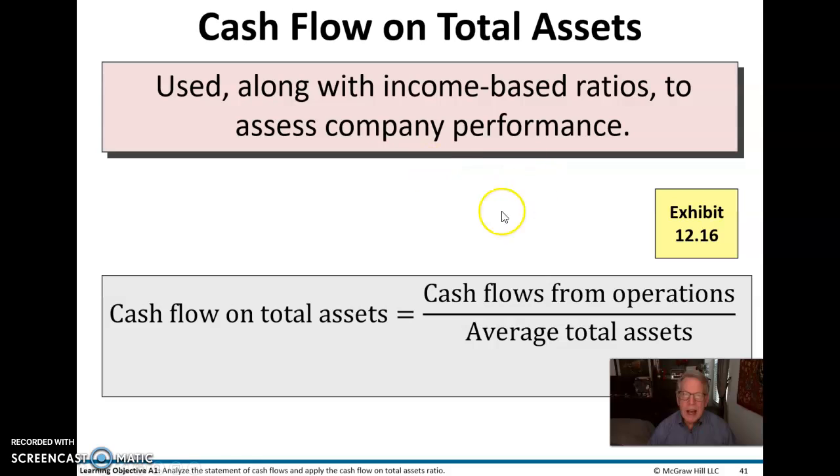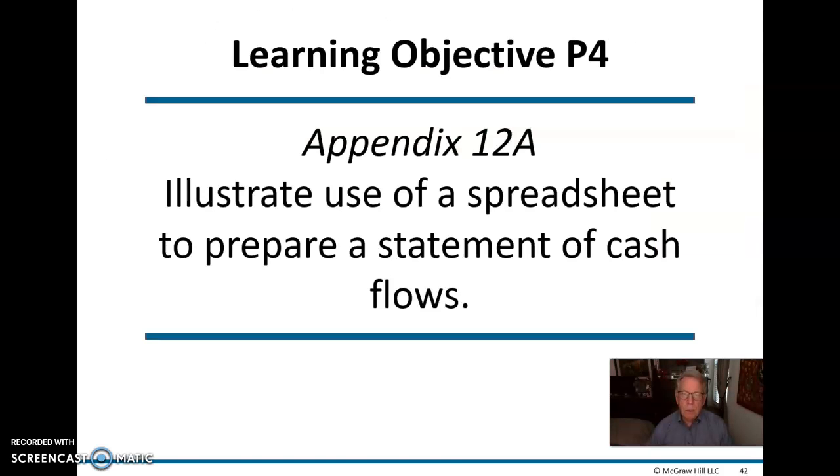So, how do we calculate, along with our income-based ratios like return on assets, that kind of thing? This is going to be cash flow on total assets. What we look at here is just the cash flows from operating activities, and we divide that through by the average total assets. By now you know how to take beginning total assets and ending total assets, and divide by 2 to get average total assets. Okay, so that is, I think, interesting.